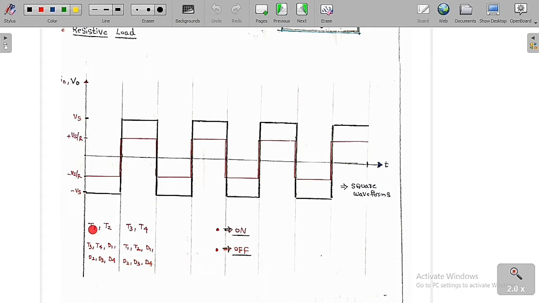Here T1 T2 are on, then T3 T4 are on. If T1 T2 are on, the remaining switches are all off. If T3 T4 are on, the remaining switches are all off. In this case, I have already told you the freewheeling diodes are not conducting. They will always be off for pure resistive loads, but for other loads they are going to conduct also.